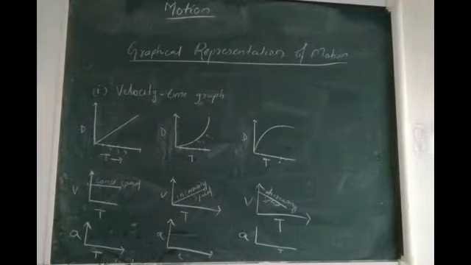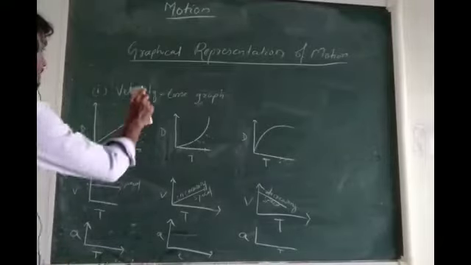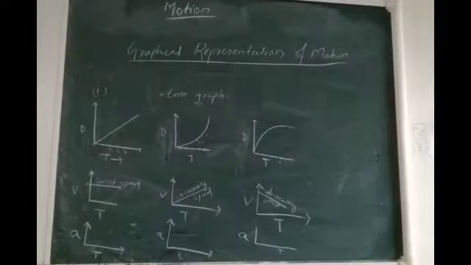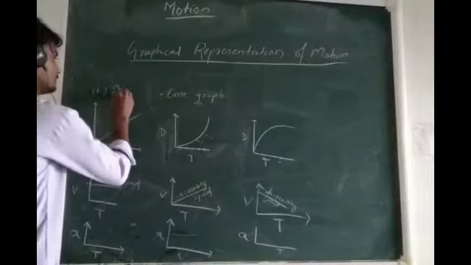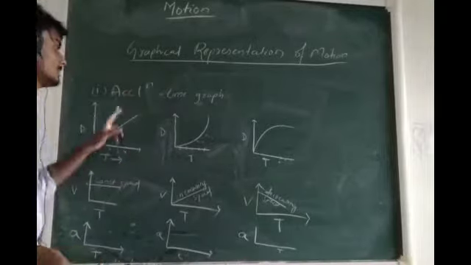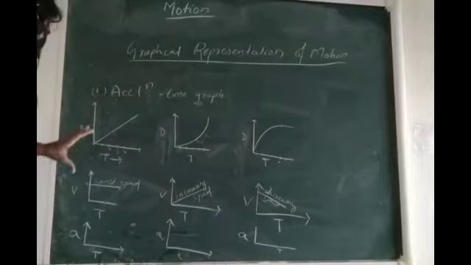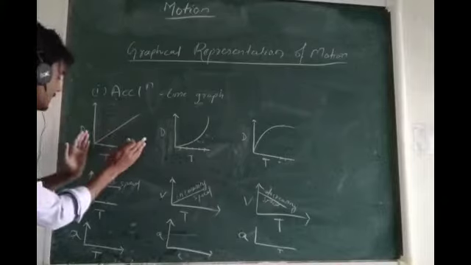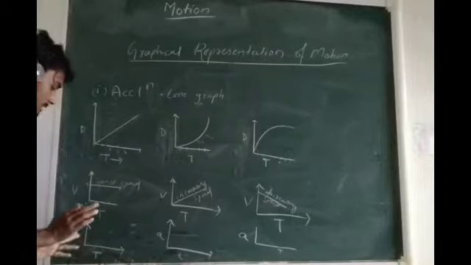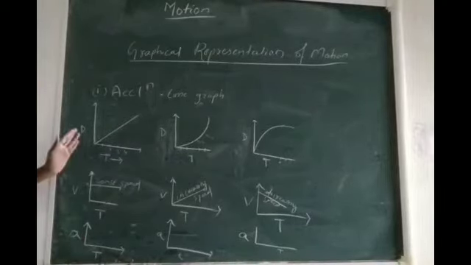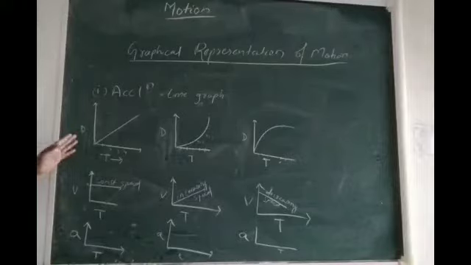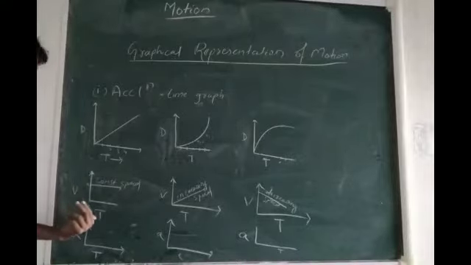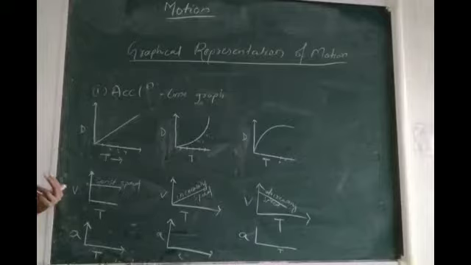Now we shall be discussing the acceleration time graph, and we will be doing the same case for an acceleration time graph. Okay. So we have drawn for a distance time graph, we have drawn what will be the velocity time graph, and for the same distance time graph or the same velocity time graph, what will be the acceleration time graph?